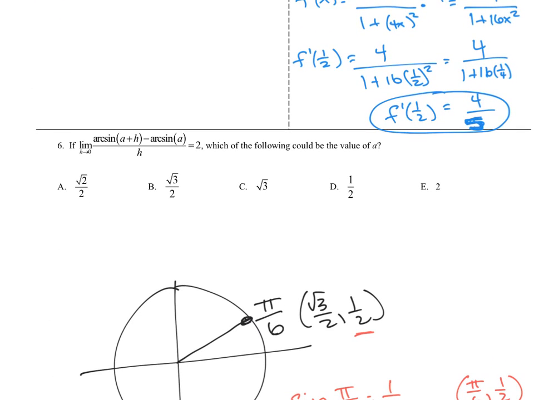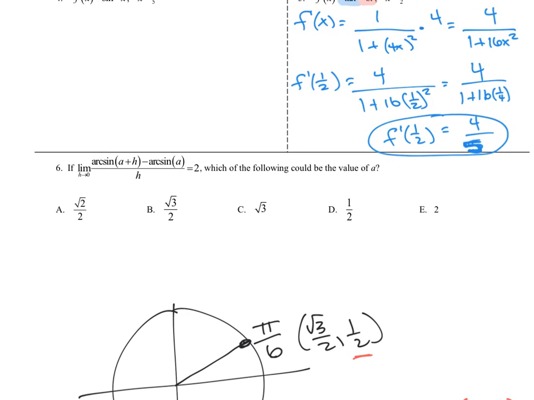All right, I'm going to get you set up on 6, and then I want you guys to finish 6. And so the thing here with 6 is this is a limit definition of a derivative. This is the limit as h approaches 0 of arc sine of a plus h minus arc sine of a, all over h. And I'm telling you what this is equal to. This is equal to 2. So I'm not asking you to evaluate at a specific a value. I am telling you that you're going to have to find what that specific a value is.